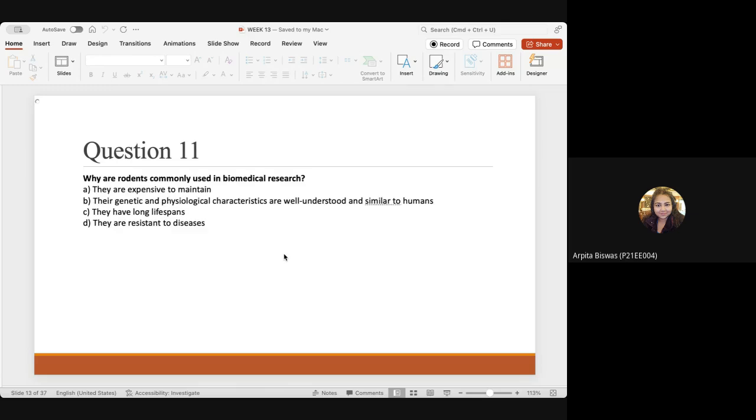Why are rodents commonly used in biomedical research? First option, they are expensive to maintain. Second, their genetic and physiological characteristics are well understood and similar to humans. Option C, they have long lifespans. And option D is that they are resistant to disease. Option D, ma'am. Sorry, option D? No, not option D.